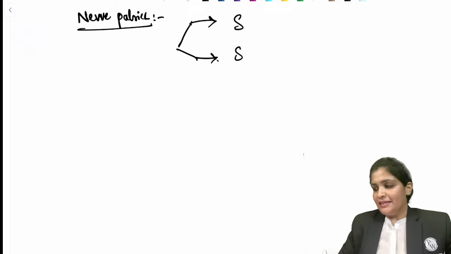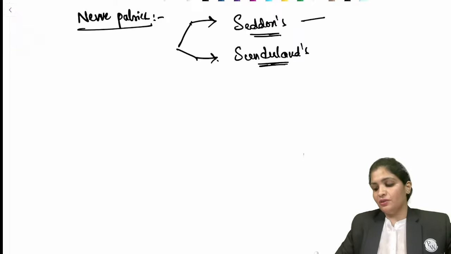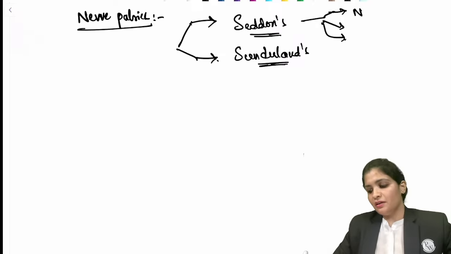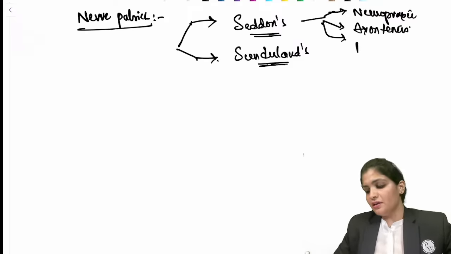Both start with S and S. So one is Seddon's and the second one is Sunderland's classification, right? What is Seddon's classification? They are divided into three types of nerve injuries. First one is neuropraxia, the second one is axonotmesis, and third one is neurotmesis, right?